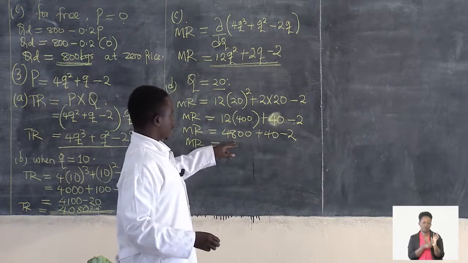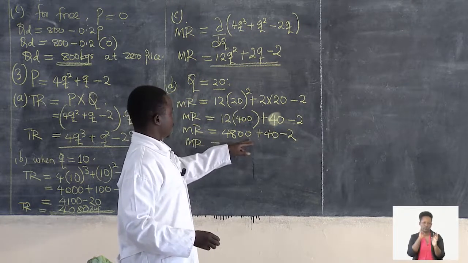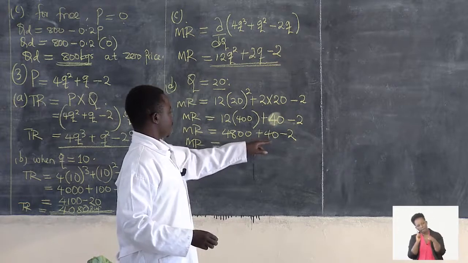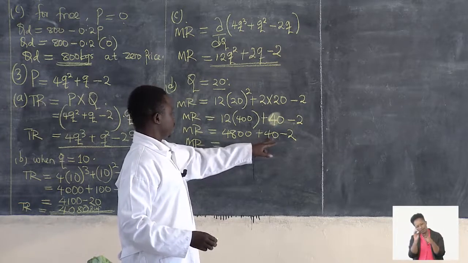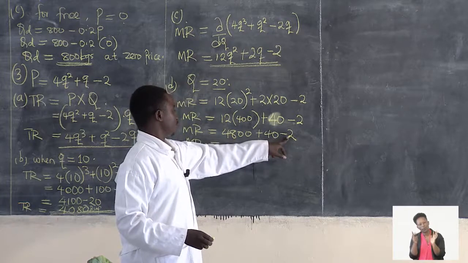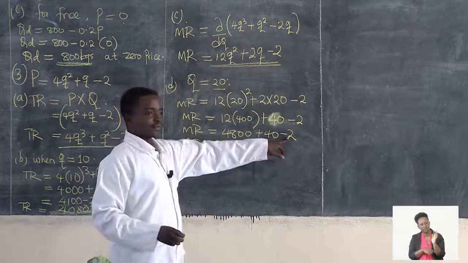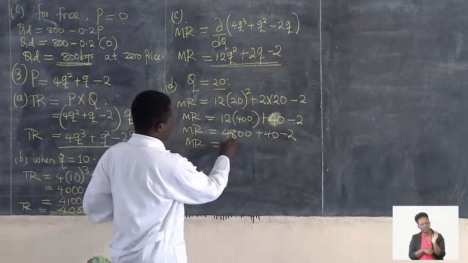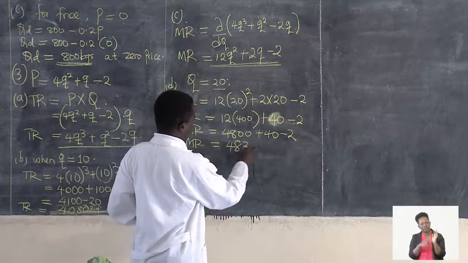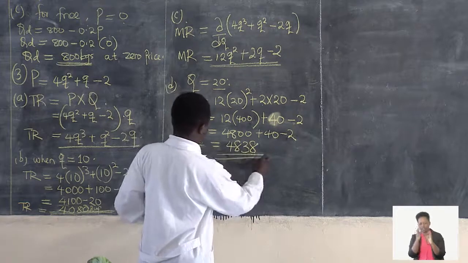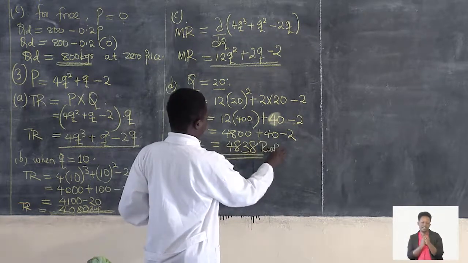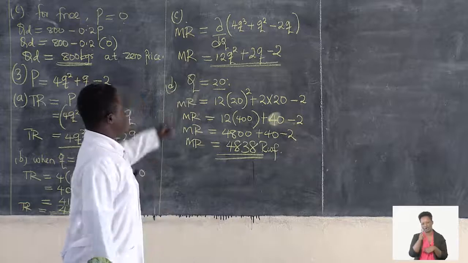Here you can get 4,800, then you add 40, then you subtract 2. So what do you get here? You get 4,838. So that will be our marginal revenue when output is 20.